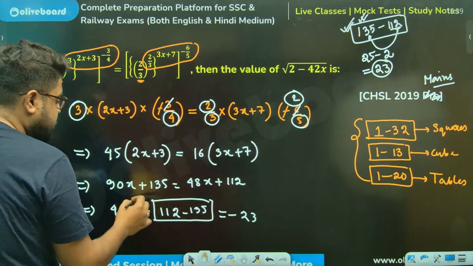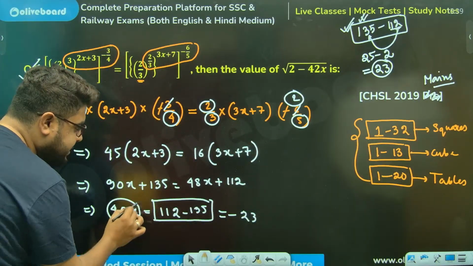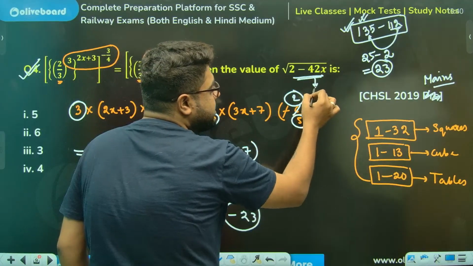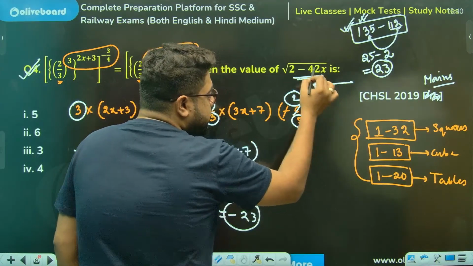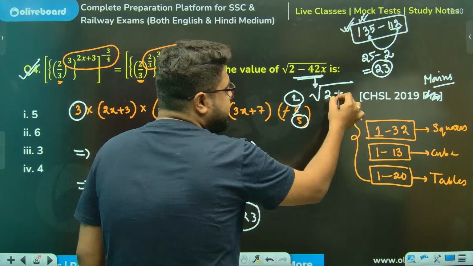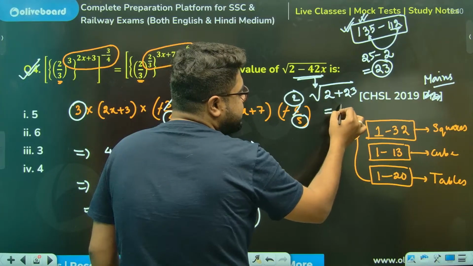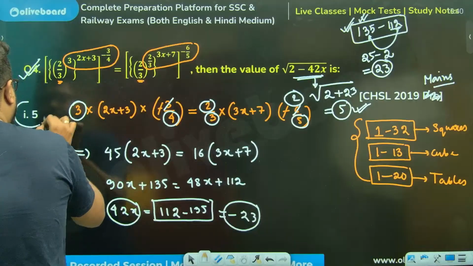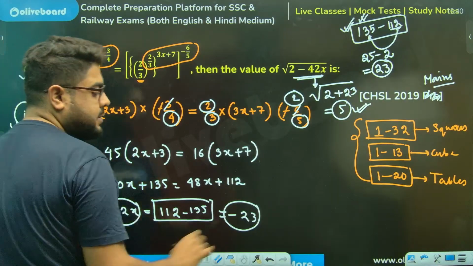Perfect. So you see, I'll not do anything. 42x is minus 23. And you see, I'll put the value as it is. So root over of 2 minus of minus 23 means plus 23. So the answer will become root over of 25, which is 5 only. Option number 1 is the answer.